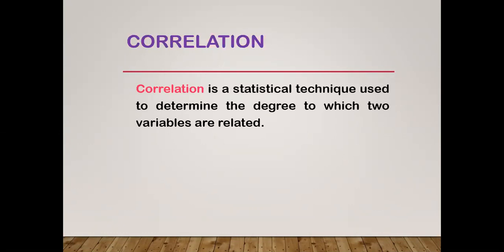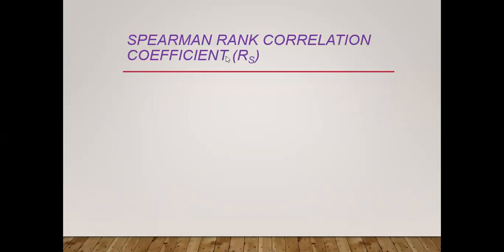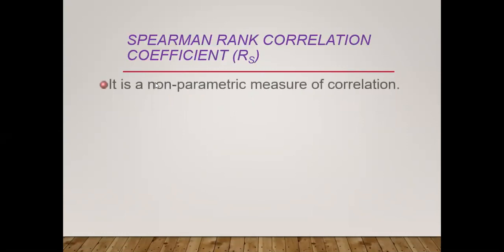So if both variables are independent of each other, it means no variance, so covariance is zero. Now, the Spearman rank correlation coefficient.